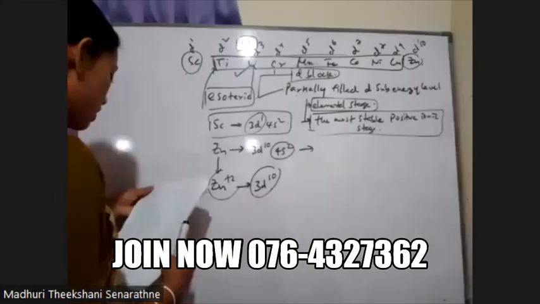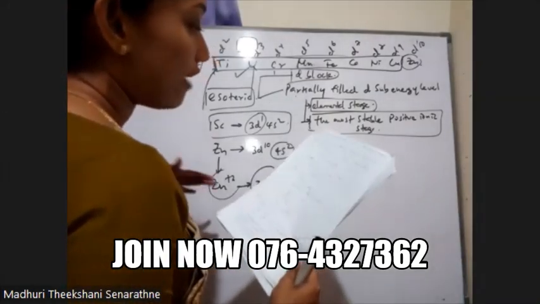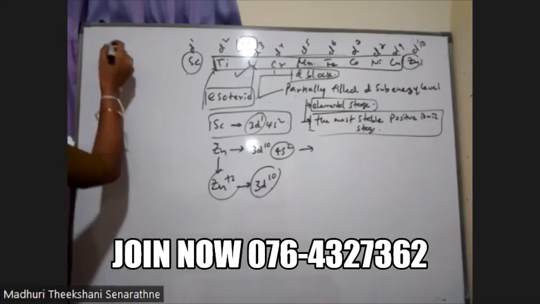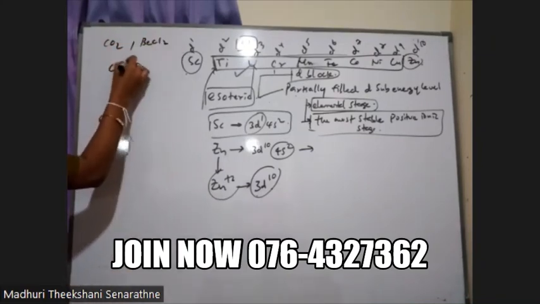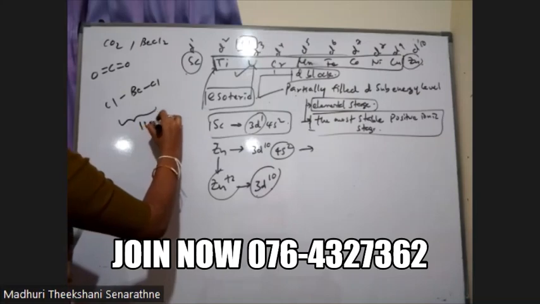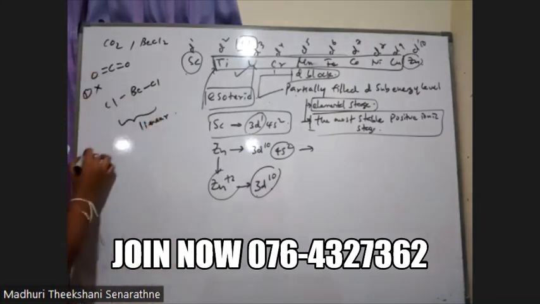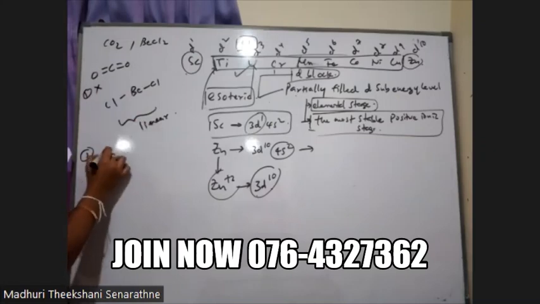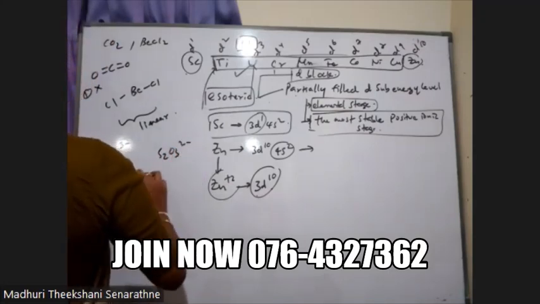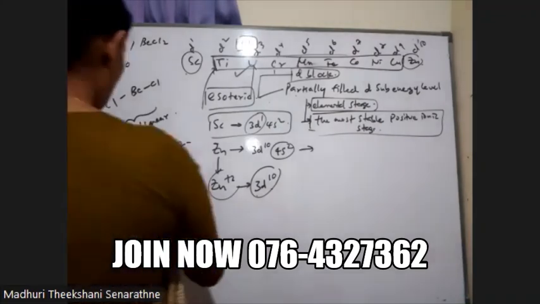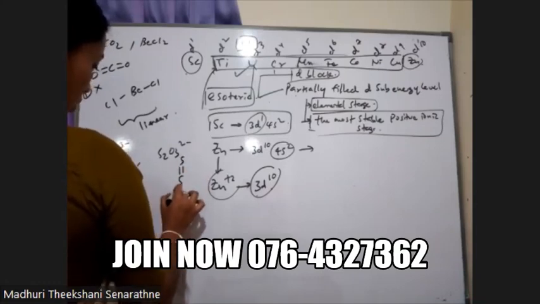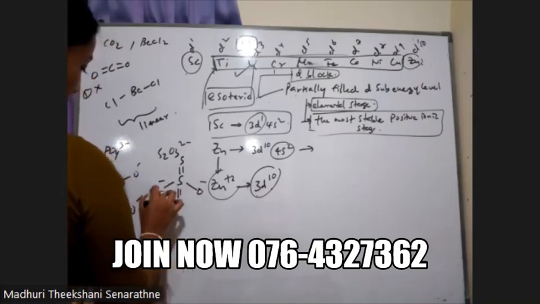Here, we have to have an idea about the shapes of these molecules. CO2 and BeCl2: you can see both have linear shape, so the shapes are the same. Second one, PO4 3- and S2O3 2-. PO4 3- has tetrahedral shape. S2O3 2- also has a tetrahedral shape, central atom sulfur, and again a sulfur atom and oxygen atoms. Again it is tetrahedral.